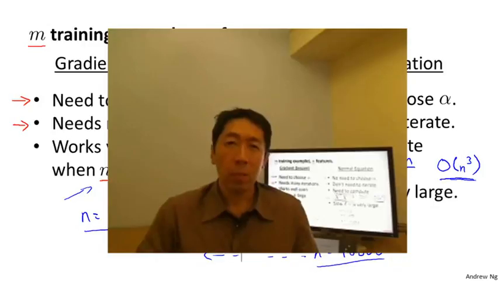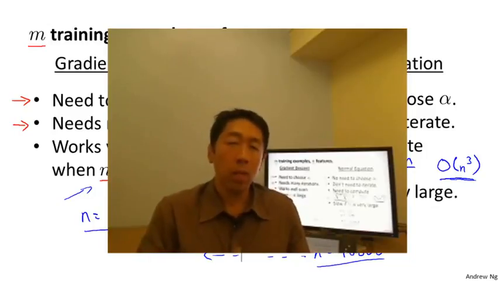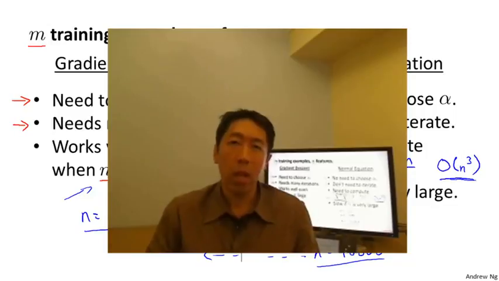To preview some ideas that we'll talk about later in this course, as we get to the more complex learning algorithms, for example, when we talk about classification algorithms like logistic regression, we'll see that the normal equation method actually does not work for those more sophisticated learning algorithms, and we will have to resort to gradient descent for those algorithms. So gradient descent is a very useful algorithm to know, both for linear regression when we have a large number of features, and for some of the other algorithms that we'll see in this course, because for them the normal equation method just doesn't apply.